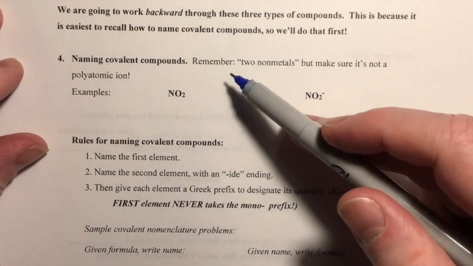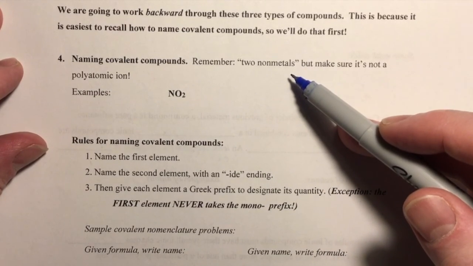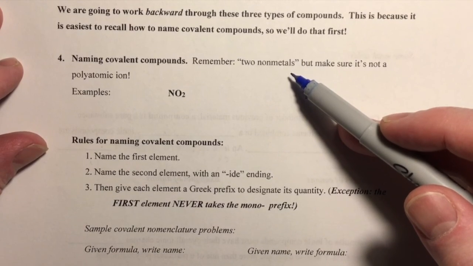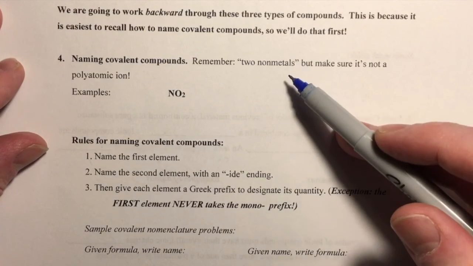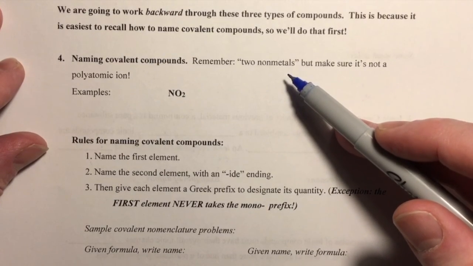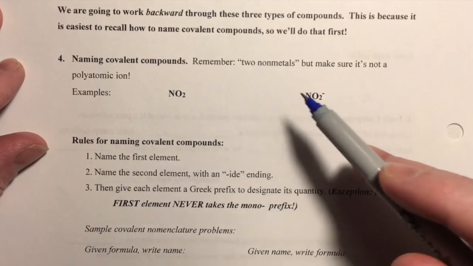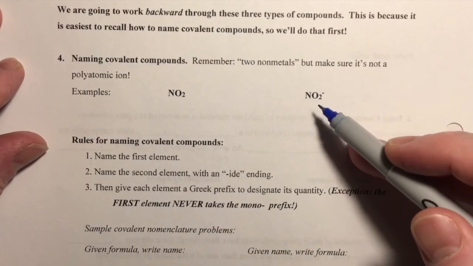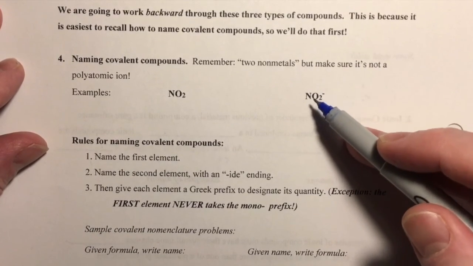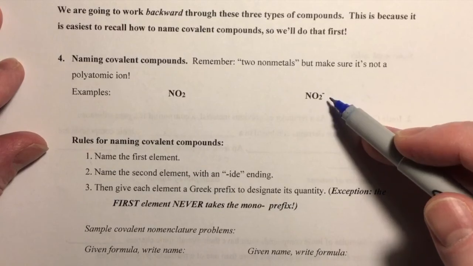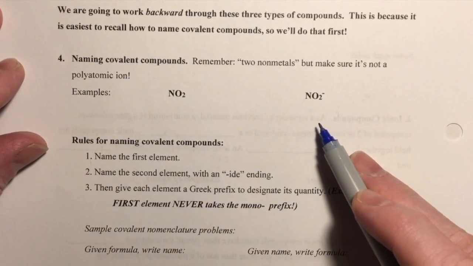And covalent compounds, you're probably taught that you have two nonmetals. And by that we mean two or more nonmetals. You can have multiple nonmetal atoms in the compound. But we need to make sure right now that we are talking about a covalent compound with two or more nonmetals and not a polyatomic ion, which is an ion cluster of two or more atoms that has a charge on it. So I'd like to take a look at these two examples just to illustrate this issue.